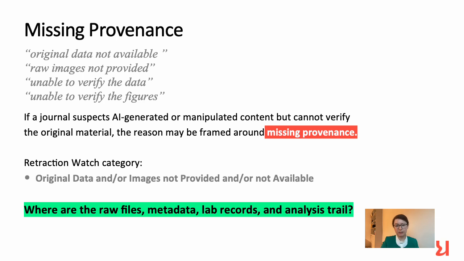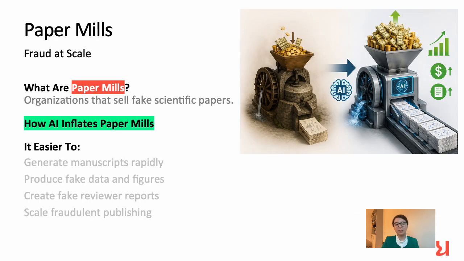Good science is no longer judged only by the final publication, it's also judged by the transparency of the path taken producing it. Perhaps the clearest example of AI changing scientific publishing is the growth of paper mills. Paper mills are organizations that produce and sell fraudulent scientific manuscripts, often on a large commercial scale. Long before generative AI, these organizations already existed. But AI has dramatically lowered the cost and increased the speed of producing convincing-looking papers.